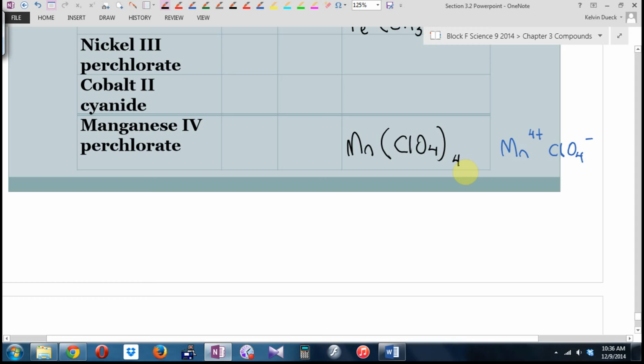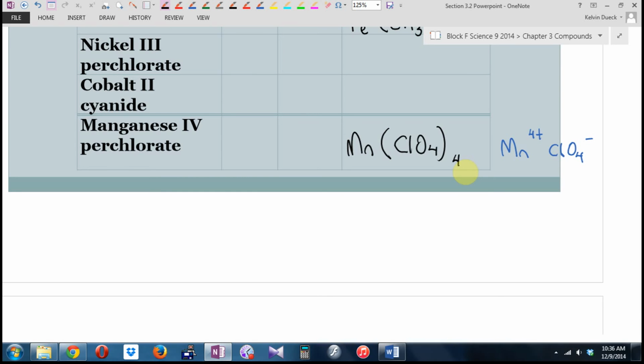Is that right? Mn and then ClO4 in brackets with a 4 outside. 4 perchlorates for 1 manganese if it has a charge of 4 plus. Is that okay?